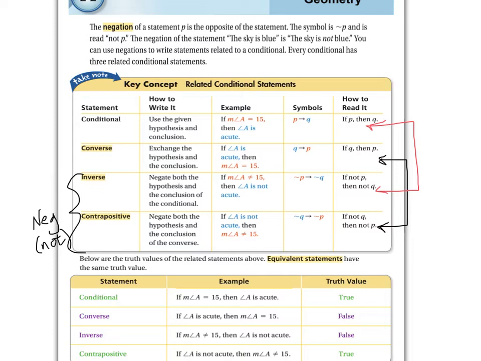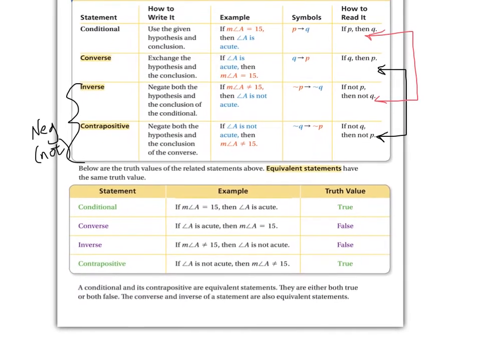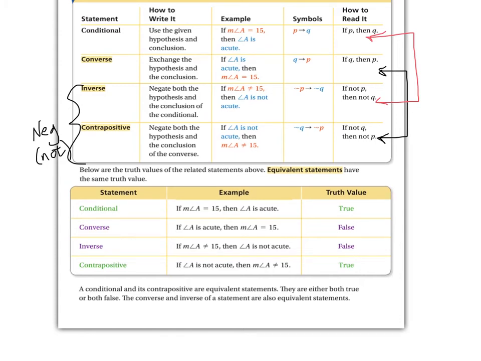Below are the truth values from the related statements above. Equivalent statements have the same truth value. In this case, if the measure of angle A is 15, then A is acute. If A is a 15-degree angle, it's going to be acute. That's true. It's less than 90 degrees. The converse says, if angle A is acute, then angle A is 15. Well, if angle A is acute, that doesn't necessarily mean it has to be 15 degrees. It could be 25. So in this case it is false.